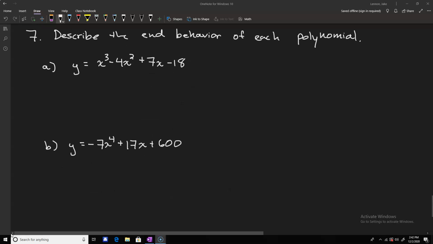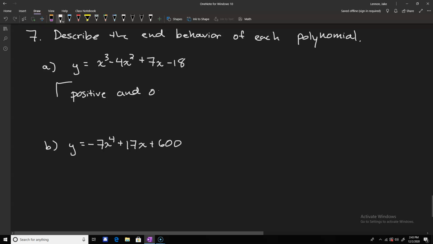Okay, so for number 7, we're describing the end behavior of each polynomial, which just amounts to analyzing. If you go back to the polynomial function section and review that, you know there's 4 possible cases of what the end behavior looks like, and all of it is determined by looking at the leading coefficient. So the term that has the largest power of x. So in this first one, y equals x cubed minus 4x squared plus 7x minus 18, all I care about is x cubed, the exponent and the number in front. So the number in front is 1, which is positive, and the exponent is 3, which is odd.